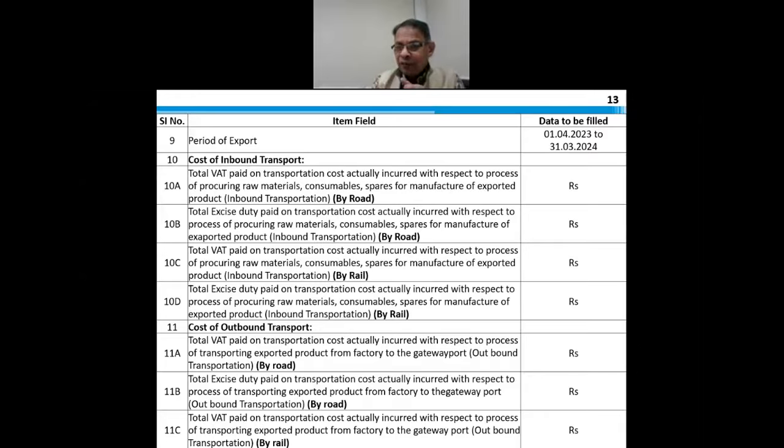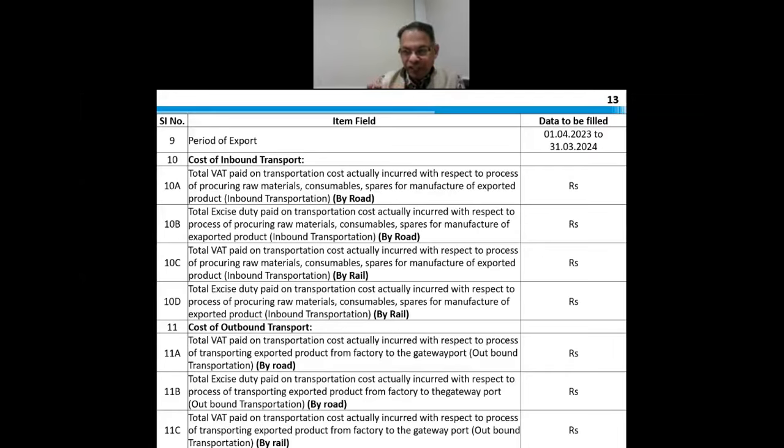When it comes to by rail, there are two more problems. One, who is going to give you the details? Second, if the rail is running on electricity, then what is the electricity duty that is paid by the central government? That has to be calculated. Both these have to be done on the basis of assumption. There is no option. The more vendors you have, the more your problem increases.